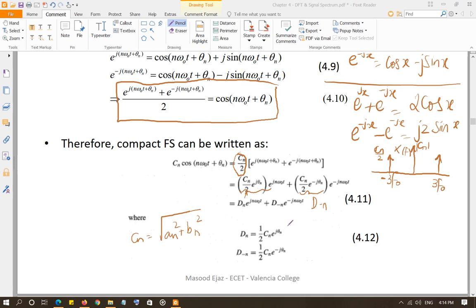If you replace theta n by negative theta n, then your phase is basically the opposite, so you get the positive value of theta and the negative value of theta, which shows that dn and d negative n are complex conjugates of each other, or d negative n is the complex conjugate of dn. That is, it has odd symmetry in the phase, and even symmetry in the magnitude. So magnitudes are the same for positive and negative values of n, but phases have 180 degrees phase difference. That is, one is positive and one is negative.